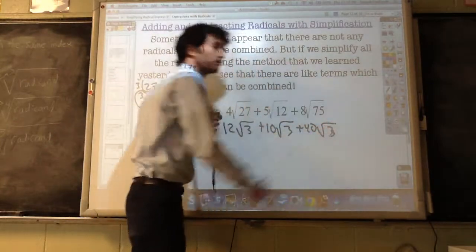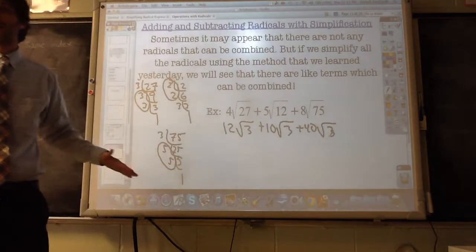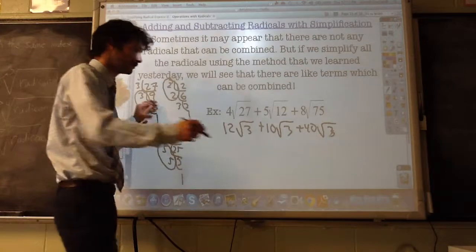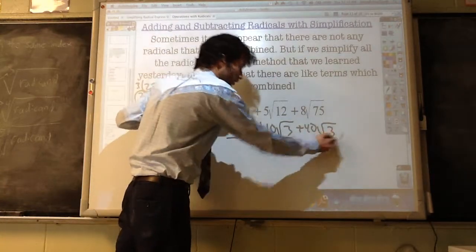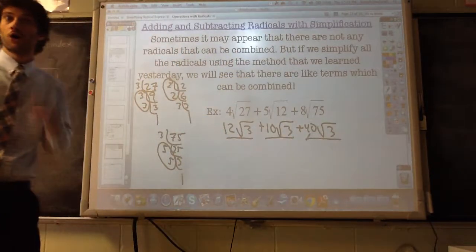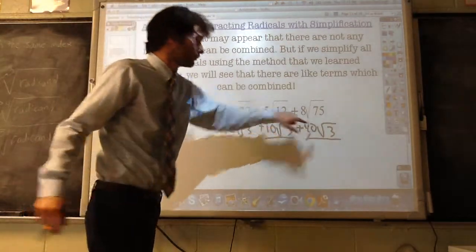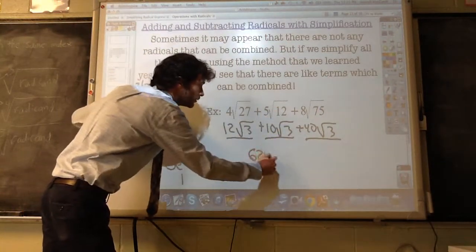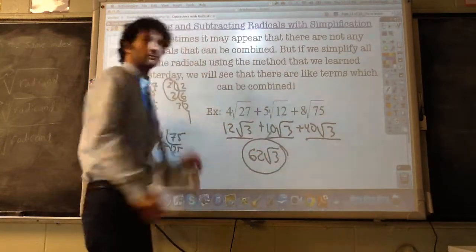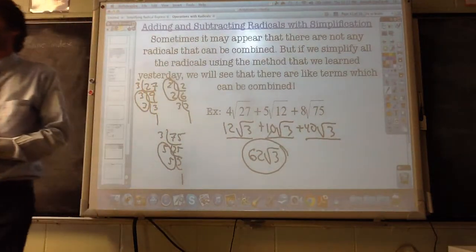So even though at the beginning it looked like I had no like radicals, they're all like radicals. They can all be combined. So I would have 12 plus 10 plus 40, which is 62, times the square root of 3. That's it. Easy.